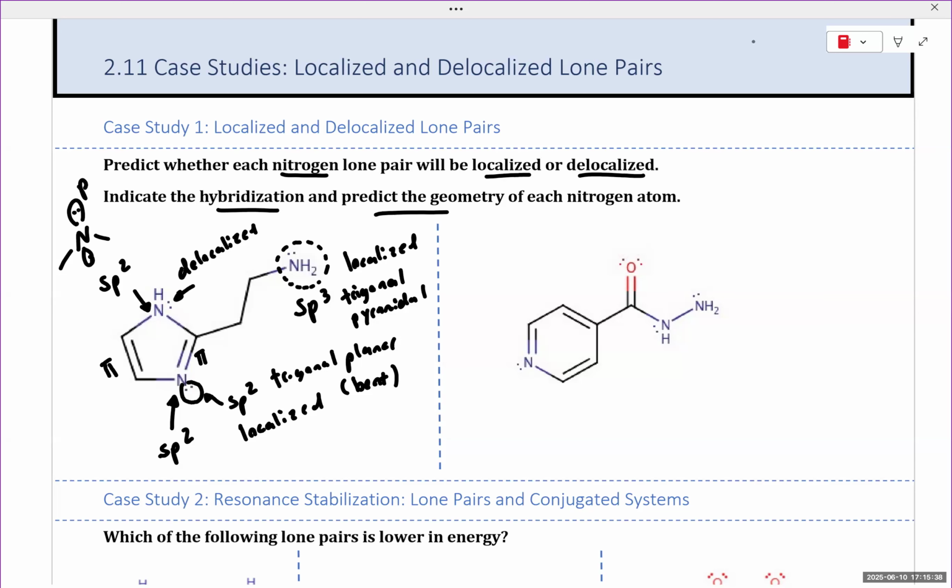With that example in mind, I'd like you to take a few moments and approach this next problem. So take a few moments and determine whether each nitrogen lone pair is localized or delocalized, and I'd like you to tell me the hybridization and geometry of each nitrogen atom. So pause the video at this time and we'll discuss this example momentarily.